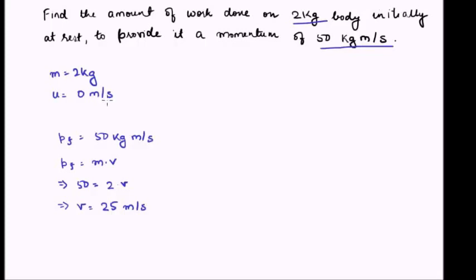Now, using the work energy theorem, we know that the change in kinetic energy, that is the change in velocity, will be attributed to the amount of work done. So the work done is equal to change in kinetic energy. This is the work energy theorem in place.